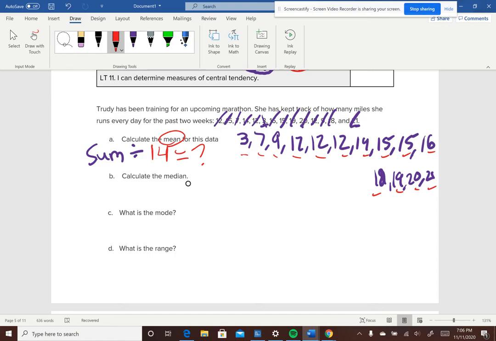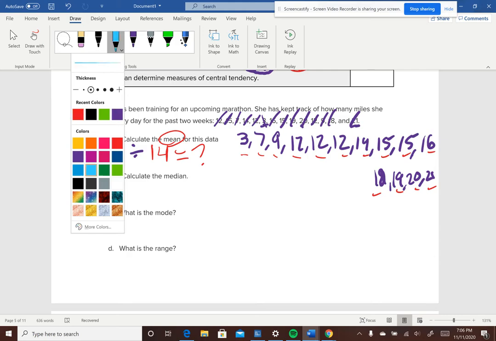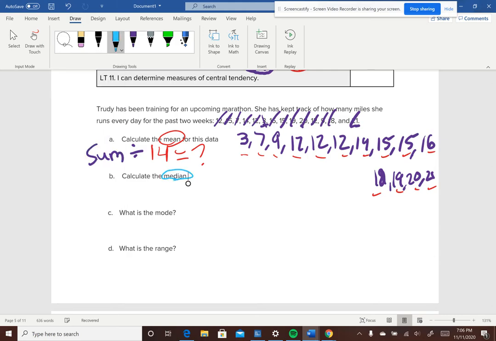All right, now we're looking at calculating the median. So the median is going to be the number that's in the middle. So we'll do light blue for the median. And I'm going to find the median by starting off at the largest number, crossing that off, then the smallest number, then the largest number, then the smallest number, because this is going to bring me to my middle value.